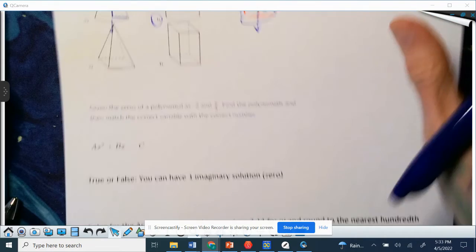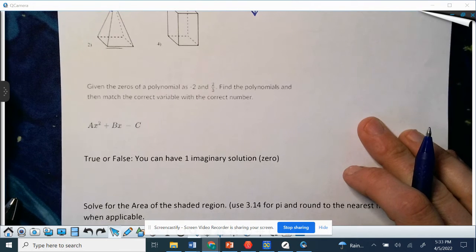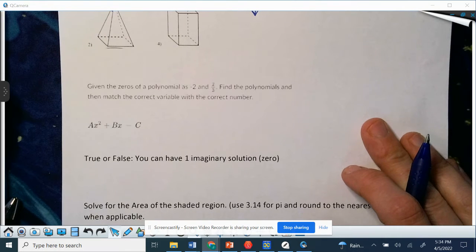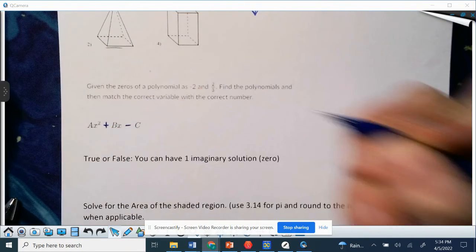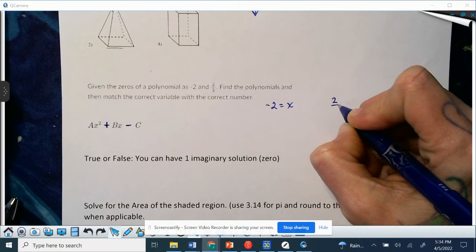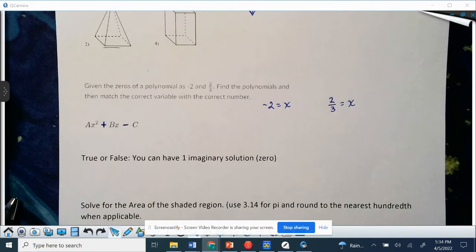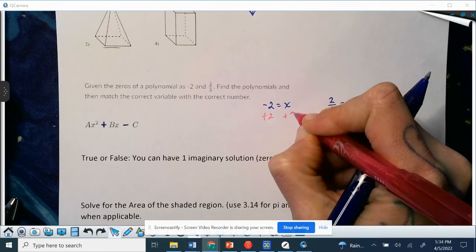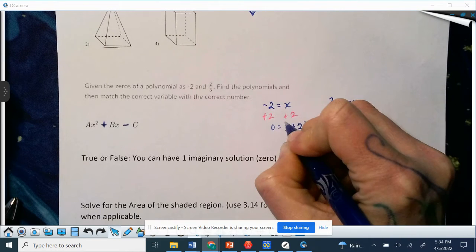All right, so given the zeros of a polynomial as -2 and 2/3, find the polynomial and then match the correct variable with the correct number. Some big call outs just to make sure we notice the plus and the minus here. But if we have -2 equals x and we have 2/3 equals x, to be able to write the polynomial, we have to find the factor. So the binomial with these two. So we're trying to get it set equal to 0. So we're going to add 2 to both sides for this one. And that's going to give me 0 equals x plus 2, which means this is our first factor.